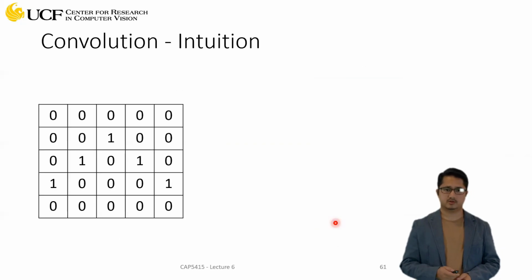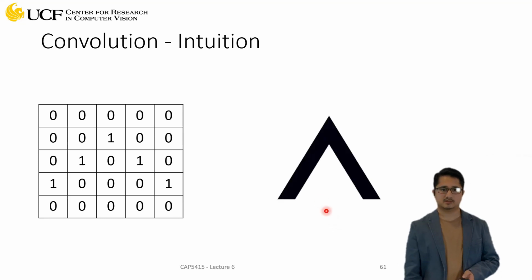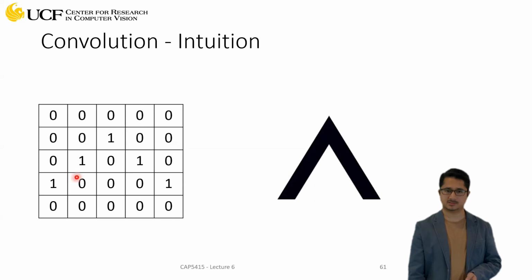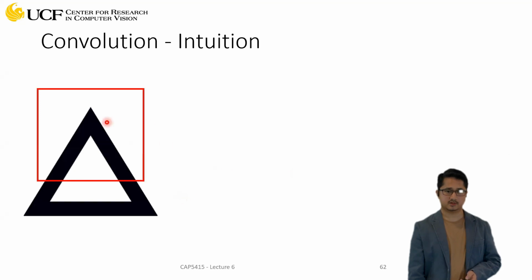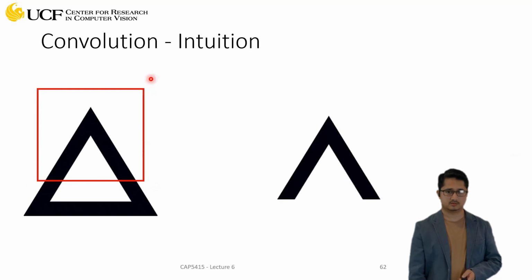Okay, so let's try to look at it with a more intuitive example. For example, if this is some kind of activation map and you try to visualize it, we have activity in this region, right? And this shape looks something like this. Okay. Now, if this is your input image, the triangle shape, and let's say we are interested in this location. Okay, so it will look something like this, and this is the input image.